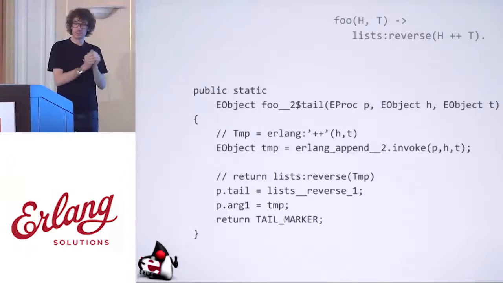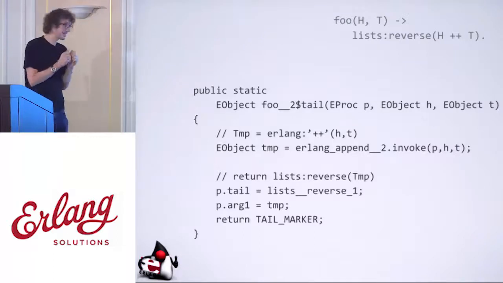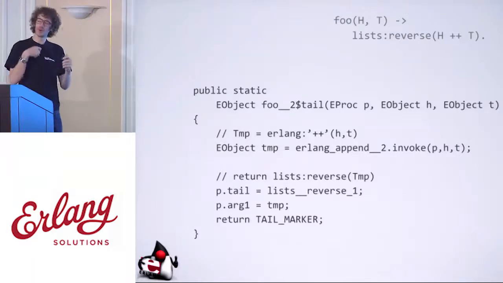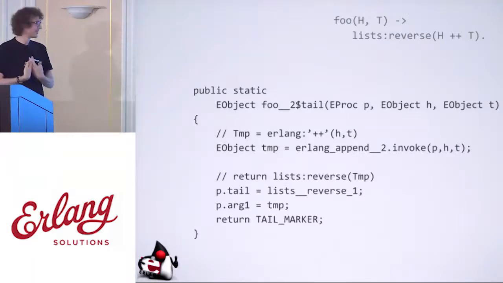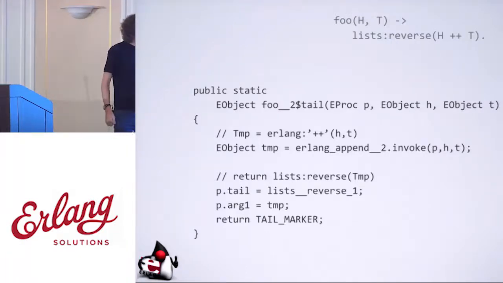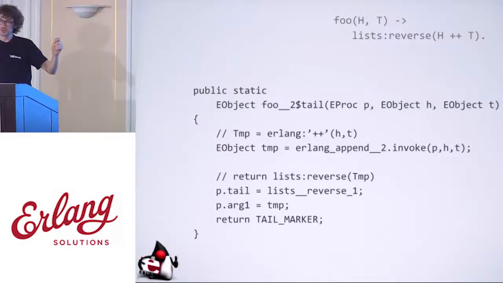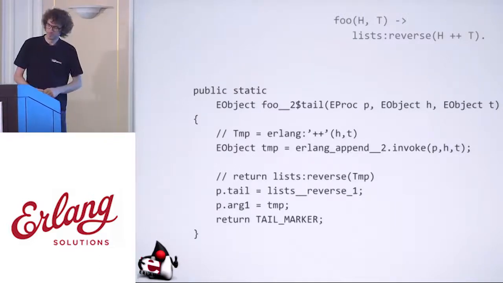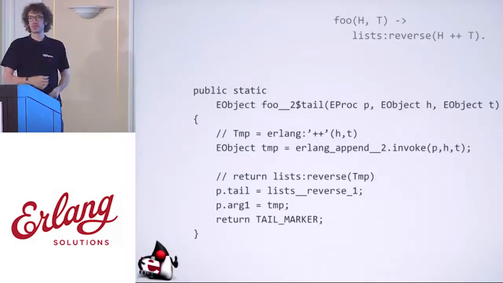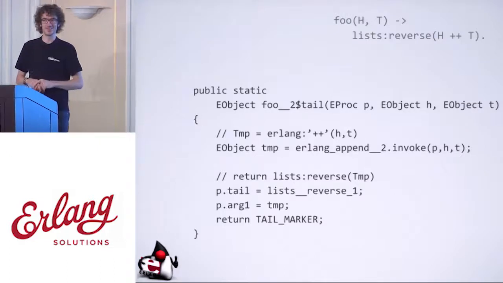So this is independent of thread. The current process is this lightweight process, and it has some special positions to store tail recursive calls. What we store in these special variables, tail and arc: tail is the function that should be invoked in tail position, and arc is the argument to that. And then we return a special value and assume that whoever called me will make sure to make that invocation.